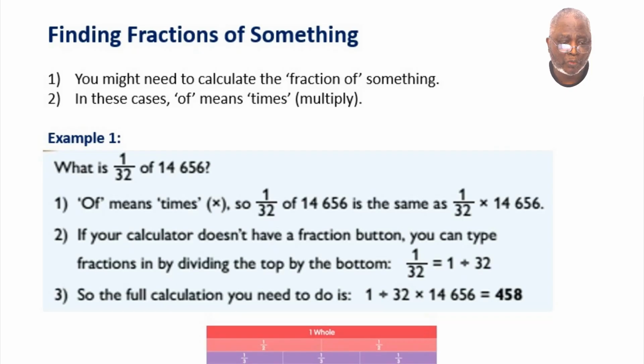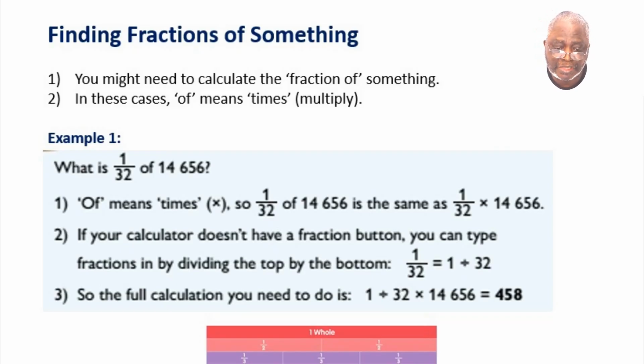Example 1. What is 1/32 of 14,656? Remember, of means times, so 1/32 of 14,656 is the same as 1/32 times 14,656. Don't get confused. A fraction is a division sum. However, because you have to multiply, you always divide by the bottom and you multiply by the top.